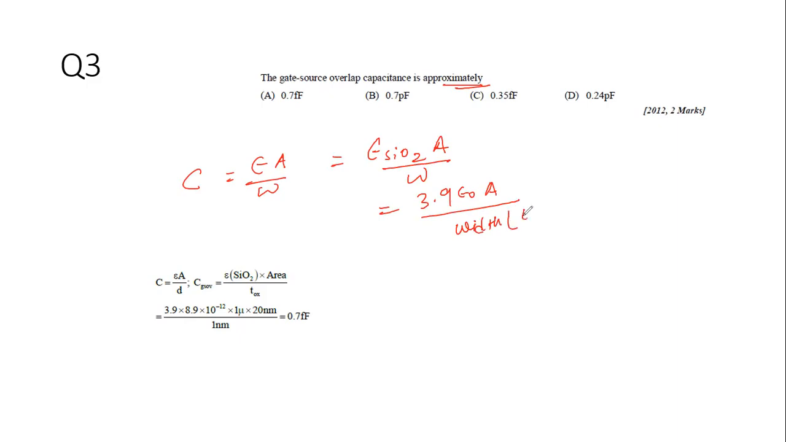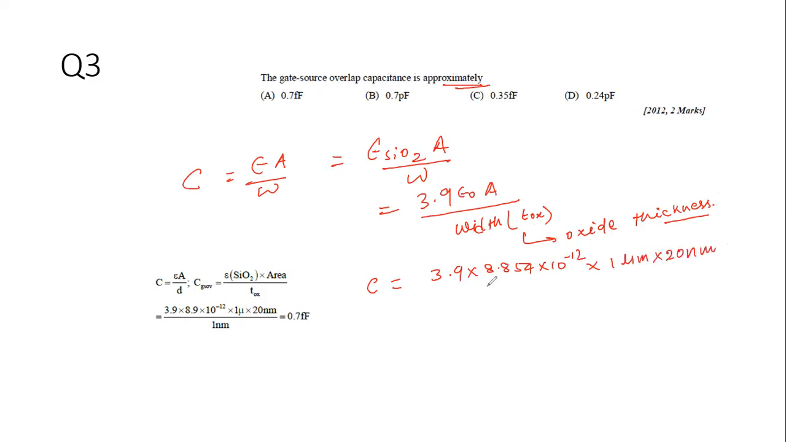And this width is what? T oxide. This is called oxide thickness. So capacitance is 3.9 times epsilon naught. This is 8.854 into 10 to the power minus 12 into area. Area is what? 1 micrometer into 20 nanometer upon the width.